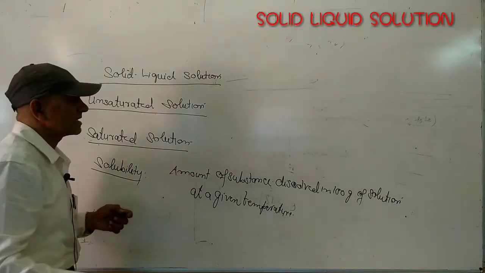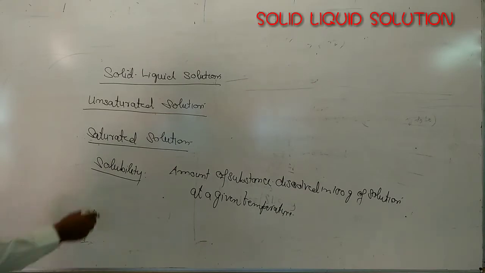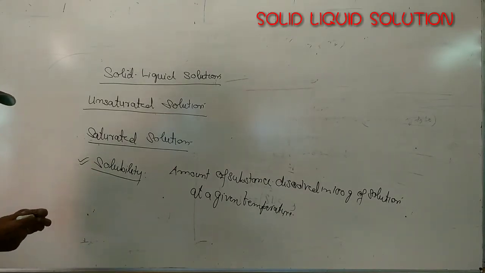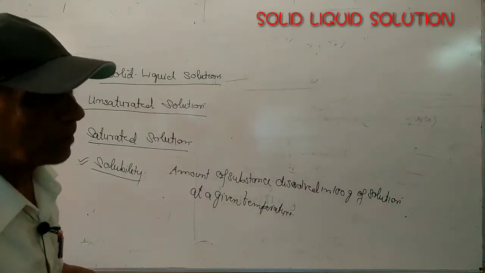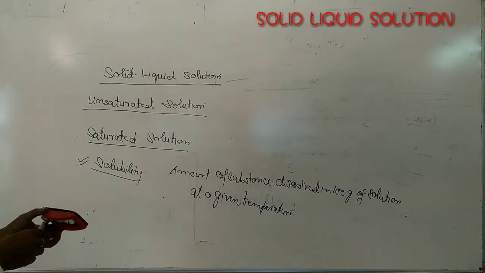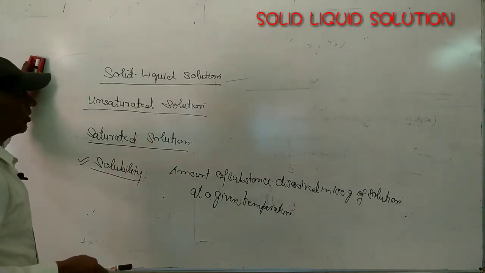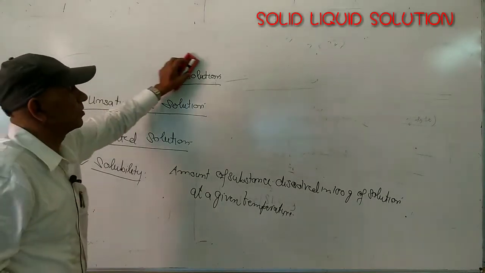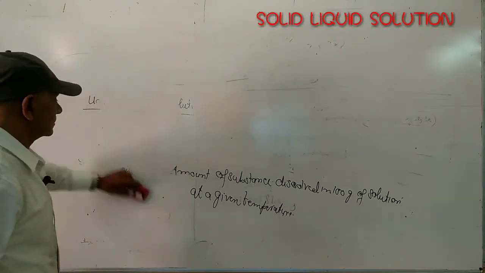The amount of the substance dissolved in 100 gram of the solution at a given temperature is called solubility. So every substance has its own solubility. For example, common salt: we can dissolve a maximum of about 36 gram of sodium chloride at a given temperature in 100 gram of the solution. So this is called solubility.